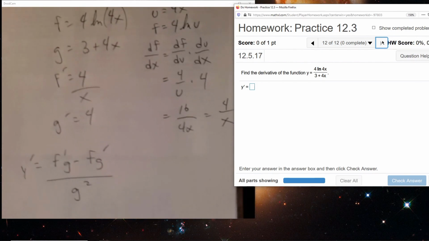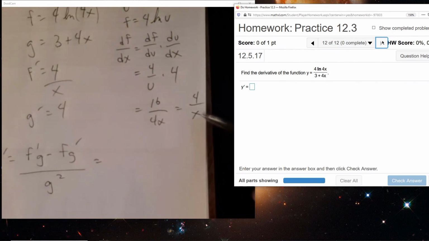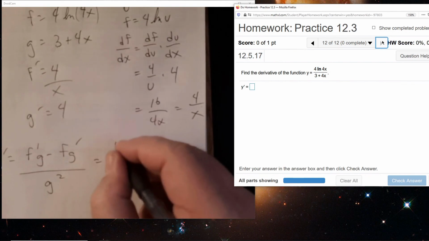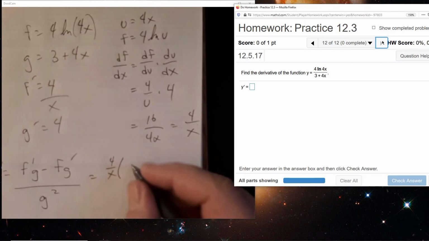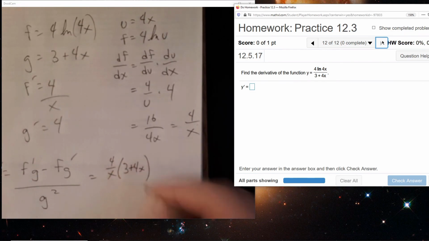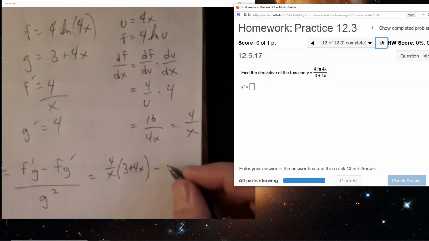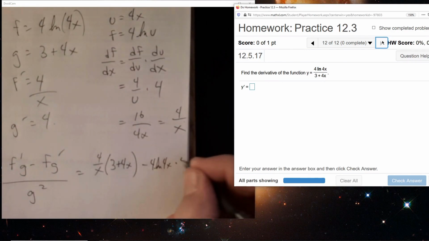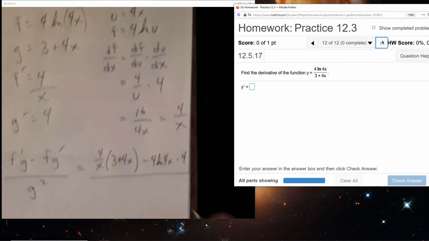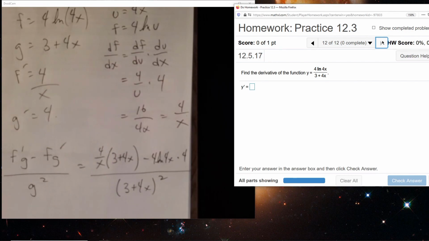We'll plug our stuff in. So f prime's right here. That's the chain rule that we just did. Times g minus f and then g prime, which is just 4. And that's all over g squared.